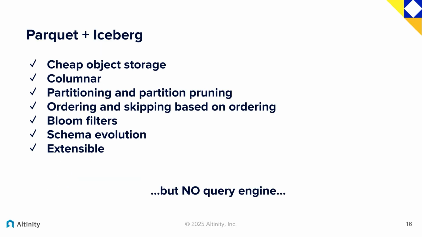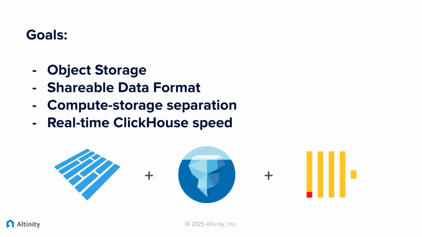So Parquet and Iceberg give you almost everything. It is cheap, columnar, with partitioning, with a lot of features that databases may have, but it doesn't give you a query engine at all. You may guess what we're doing: we're trying to use ClickHouse as a query engine for Iceberg and Parquet. And this is what our Project Antalya stands for.